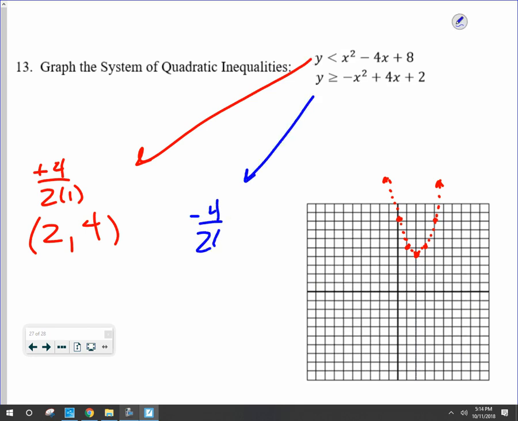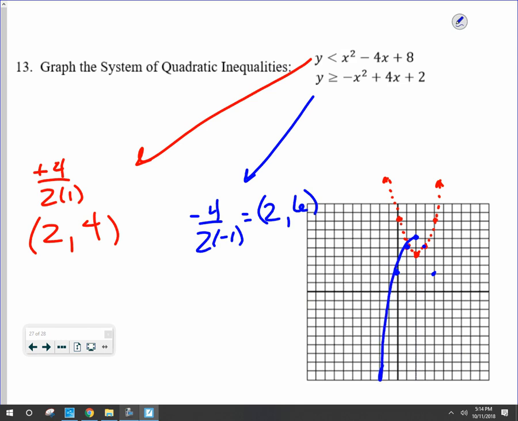I'm going to do the other one now in blue. Negative b over 2a, I end up getting positive 2. Plugging positive 2 back in there, I get 6. So at 2, 6 is the vertex. Over 1, down, over 2, down 1, 2, 3, 4. It is dashed, or excuse me, this one is solid.